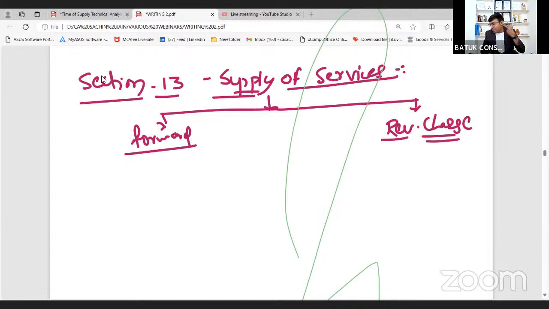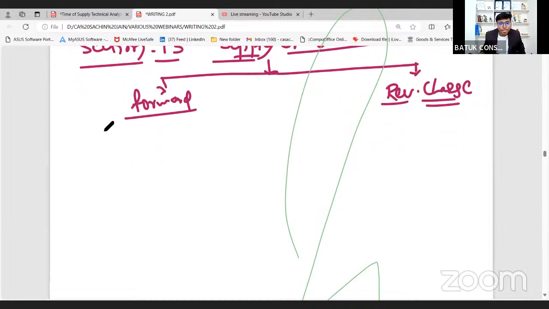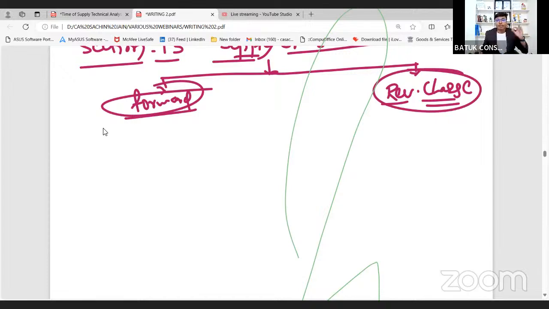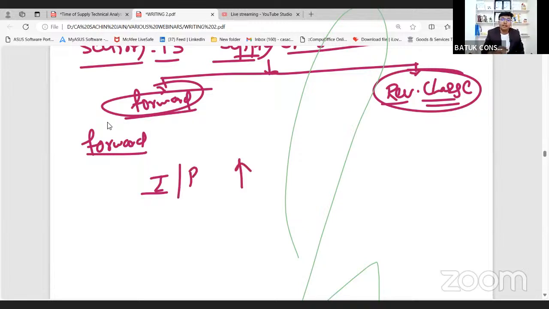One is forward charge, another is reverse charge. In both concepts, the government has specifically provided a list under Section 9, subsection 3. And in case of forward charge, when you need to decide the time of supply, it will be invoice or payment, whichever is earlier.